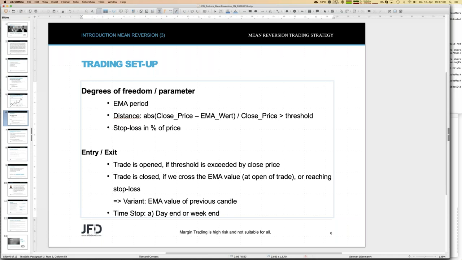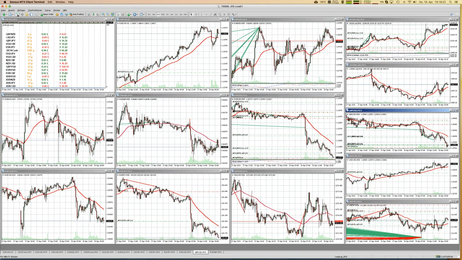But if you trade at other brokers, or if you trade symbols which follow exactly the future of the DAX, for example, then you have non-trading hours between 10 in the evening and 8 o'clock in the morning. In order to avoid any gaps, any non-trading hours, it's definitely a good idea to have that kind of time stop involved. Let's go at least one time here within a chart.